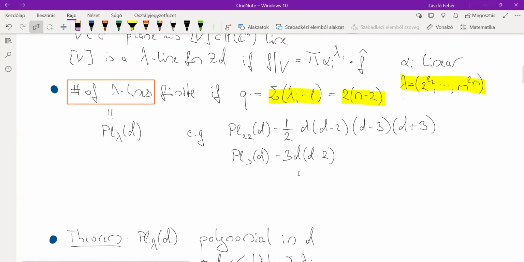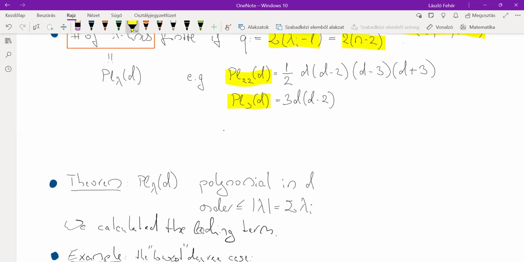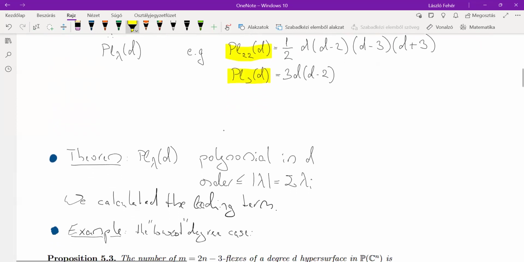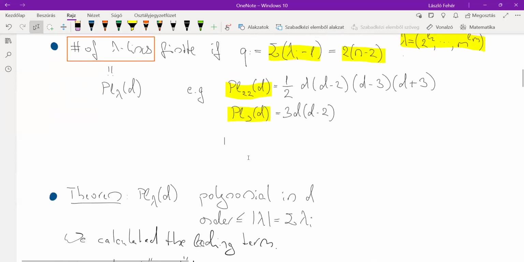This is how we obtain the original Plücker formulas. The bitangents belong to lambda equal to (2,2), and the flexes belong to (3). The main result I would like to talk about in the first half hour is that this is not an accident.